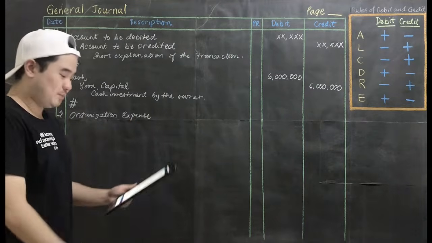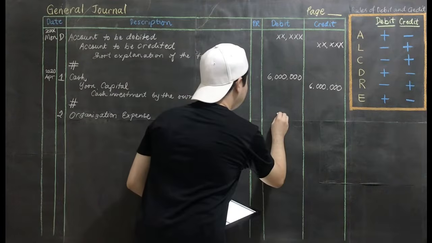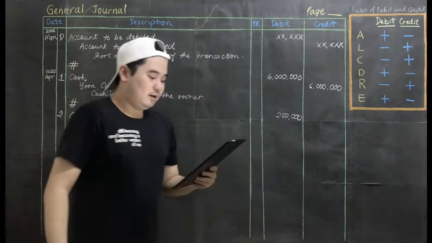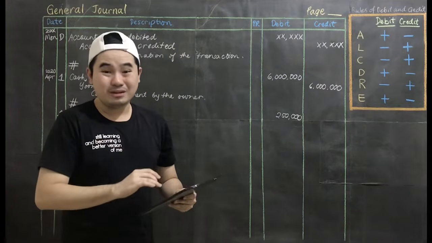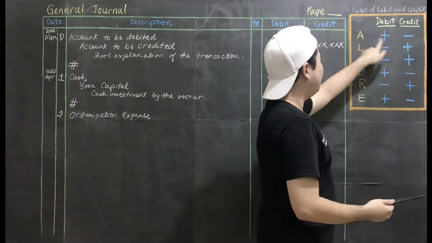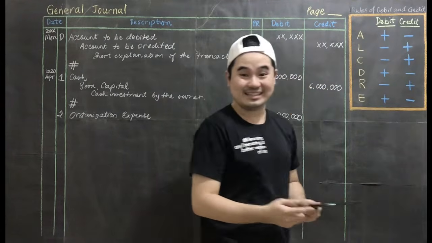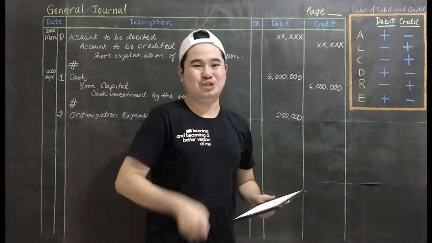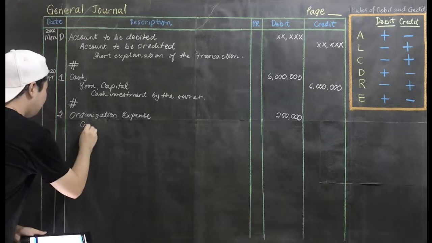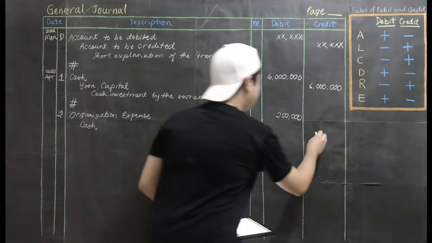Magkano yung organization expense na ginastos? 250,000. Ngayon, paid. So, anong pinangbayad? Cash. Cash is what? An asset. Eh, nagbayad ka. Nawalan ka ng asset, credit. So, ang ilalagay natin sa credit ngayon, yung cash na pinangbayad mo. So, credit, cash. Same amount.